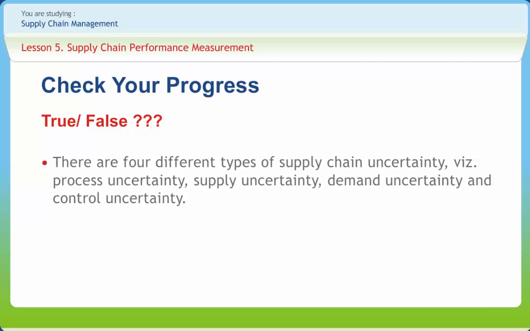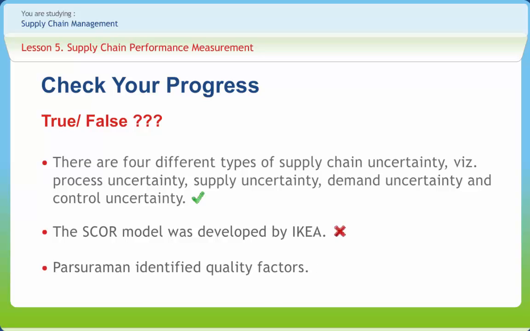There are 4 different types of supply chain uncertainty, viz. process uncertainty, supply uncertainty, demand uncertainty, and control uncertainty. True or false? True. The SCOR model was developed by IKEA. True or false? False. IKEA's model was one earlier than SCOR. Parasuraman identified quality factors. True or false? False. He identified service dimensions.